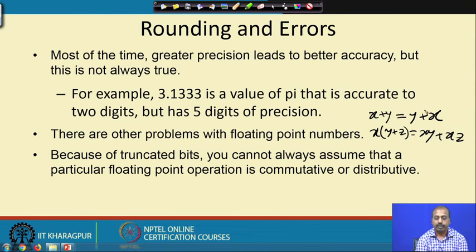Some of the bits may be truncated. So, you cannot always assume that x plus y plus z will always be equal to the other grouping, or in particular that x into (y plus z) will be xy plus xz. So, that is another very problematic situation. While handling these floating point numbers, you have to be careful with them.